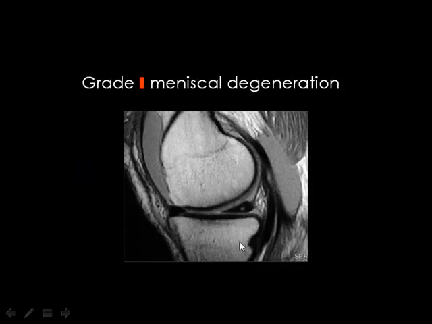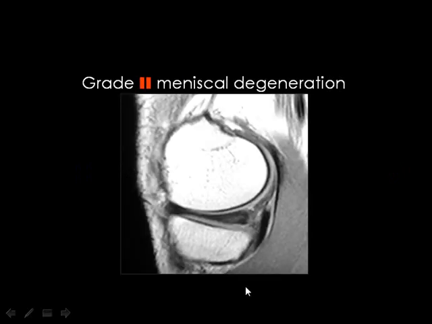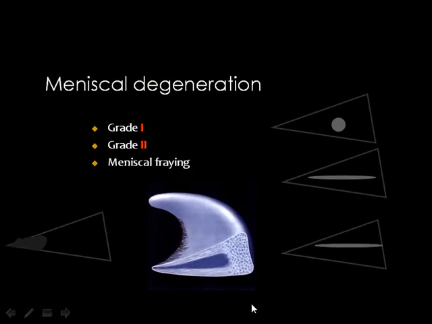What do you think of this? Yes, the grade 1 degeneration. It's just a dot in the meniscus. Then what do you think of this? This is grade 2 because it is a larger area of abnormal signal.